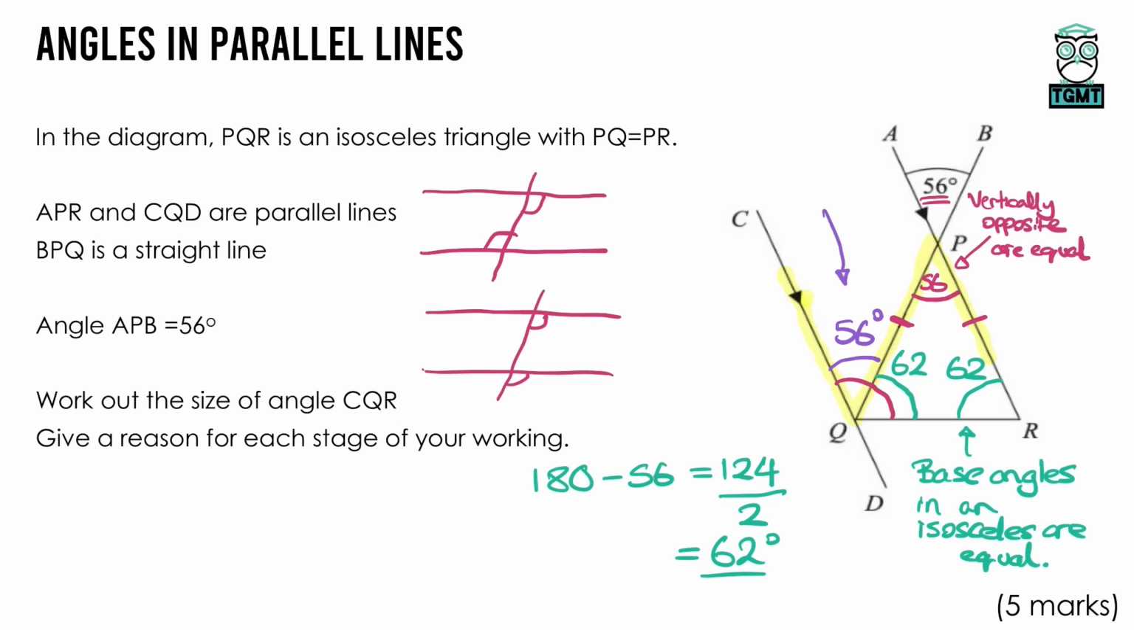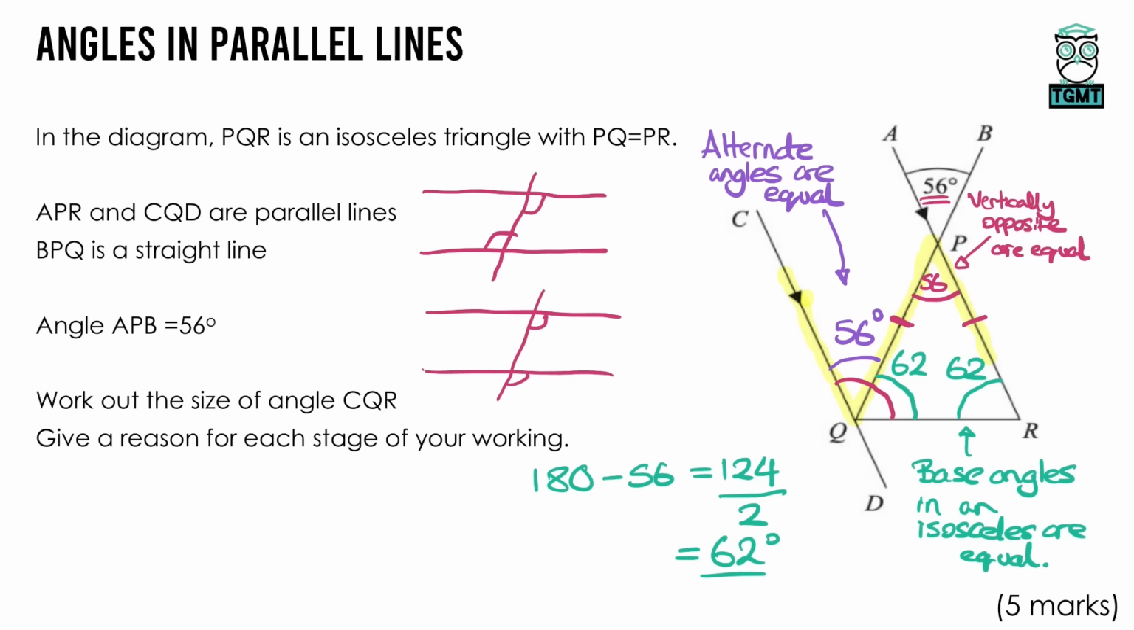As I've gone for the alternate angle at this point when I've drawn it, I'll just say here, alternate angles are equal. There we go, alternate angles are equal. So I've given 3 reasons. I found all the numbers that I can.